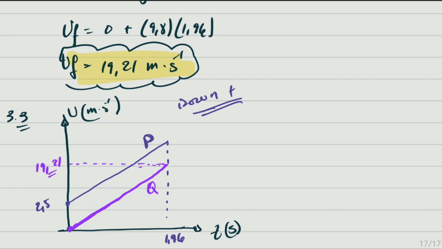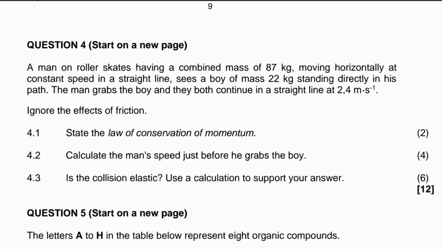Let's go and look question 4. Now here we are. Question 4 said, a man on roller skates having a combined mass of 87 kg moving horizontal at constant speed in a straight line sees a boy of mass 22 kg standing directly in his path. The man grabs the boy and they both continue in a straight line at 2,4 meters per second. Ignore the effect of friction. State the law of conservation of momentum. Calculate the man's speed just before he grabs the boy. And is the collision elastic? Use calculation to support your answer.